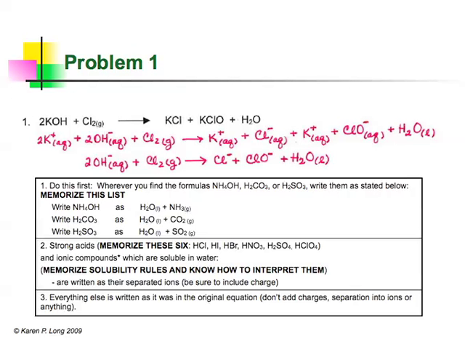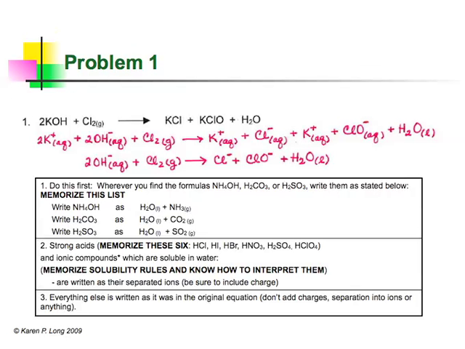Cl2 gas is going to be written as Cl2 gas. Do not put any charges on that. H2O is going to be written as H2O liquid. We use liquid rather than aqueous because aqueous is only used for things that are dissolved solutions.